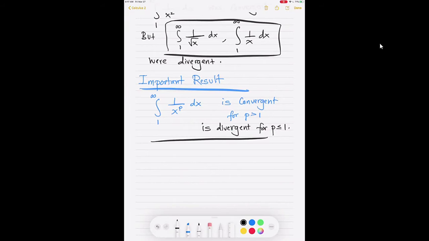I think I wanted to skip the proof, but I still want to do it because it's just not in my DNA to do this. So I'm just going to say for p equals 1, we already verified.